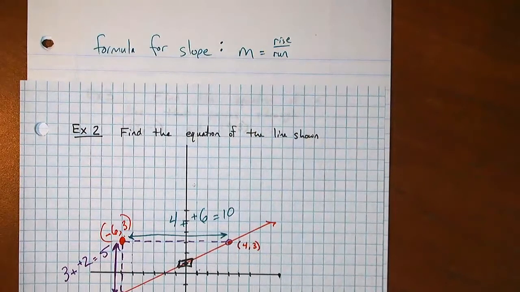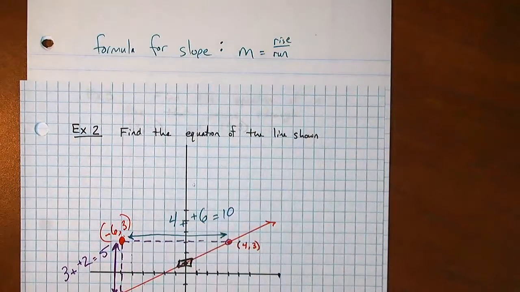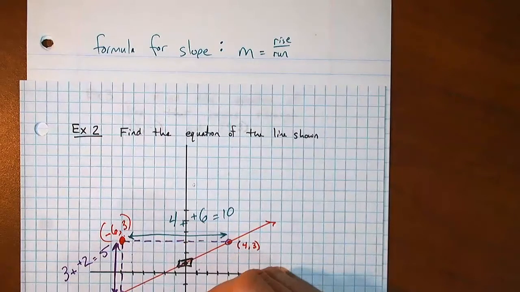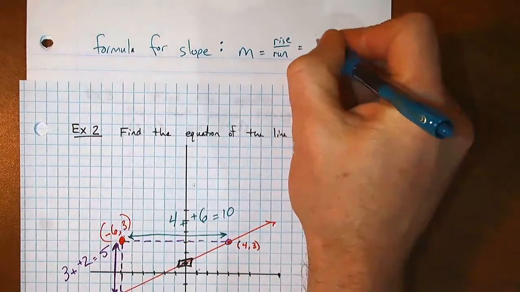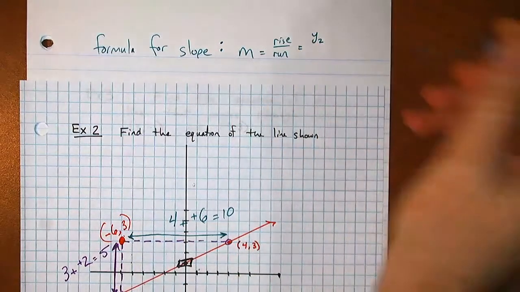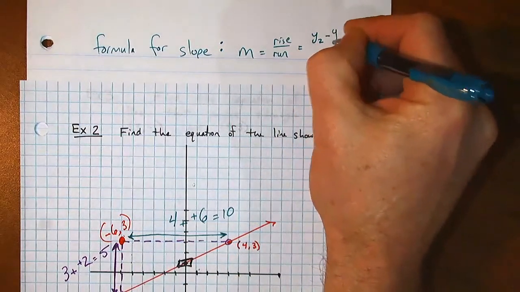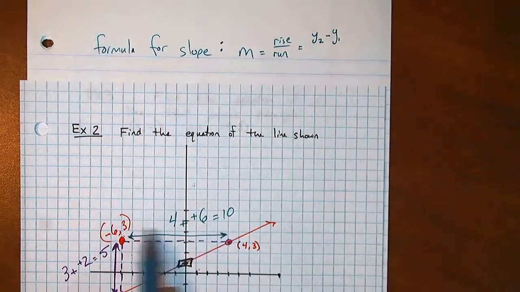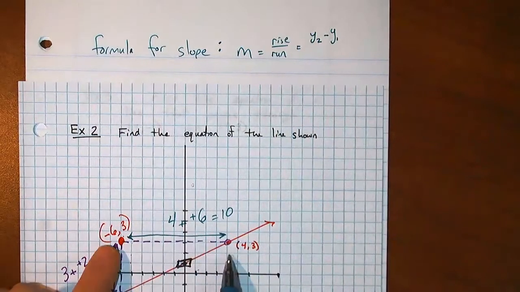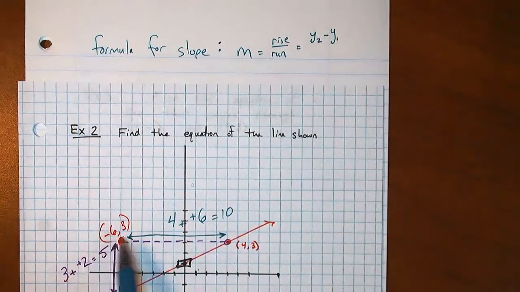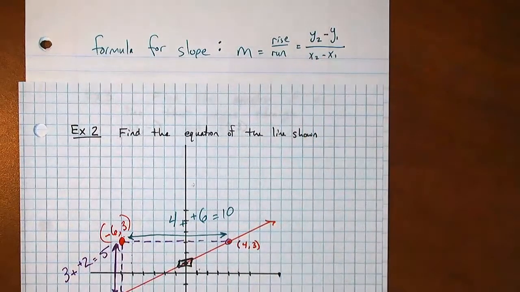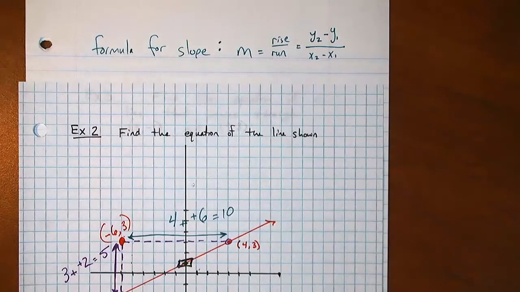But here's the part that we're adding in based on this geometry concept. The rise is the final y value minus the initial y value, okay? So the rise is the final, or the second, y value minus the initial, or the first, y value. So y2 minus y1, that's my rise. And my run is the same idea, but with my x numbers. So my final x number, which would be x2, minus my initial x number, which would be x1, that's my run. So I can use this formula to calculate slope.